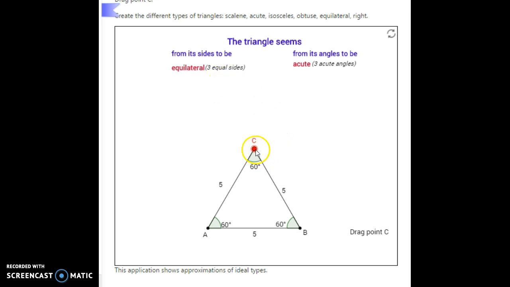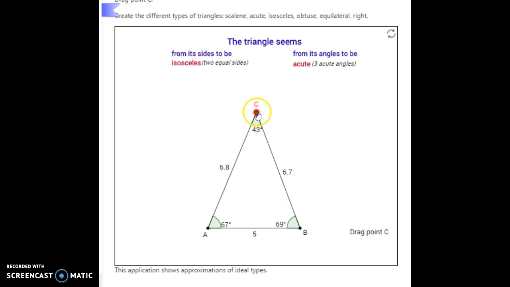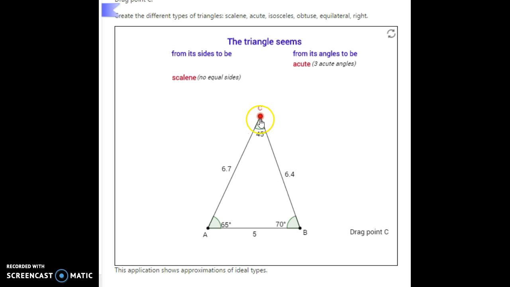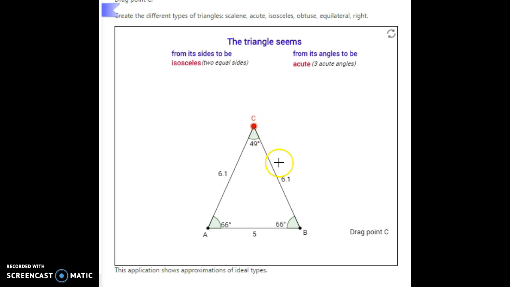That's another way you can classify triangles, through its sides. It doesn't just have to be its angles. See, there are 3 equal sides, so it's equilateral. And if you want to get a different classification, you can get an isosceles triangle, which is 2 equal sides. And you look here, this is 6.1, that's 6.1. They're the same, so they're equal. The third doesn't have to equal it in an isosceles triangle because all it has to have is 2 equal sides.